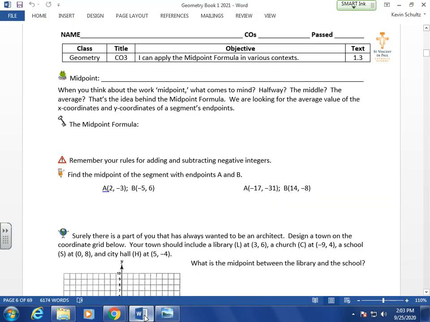So let's go to our binder sheet now, and let's define midpoint. We kind of already have, right? It's the point in the middle of a segment. Okay? The point in the middle of a segment.